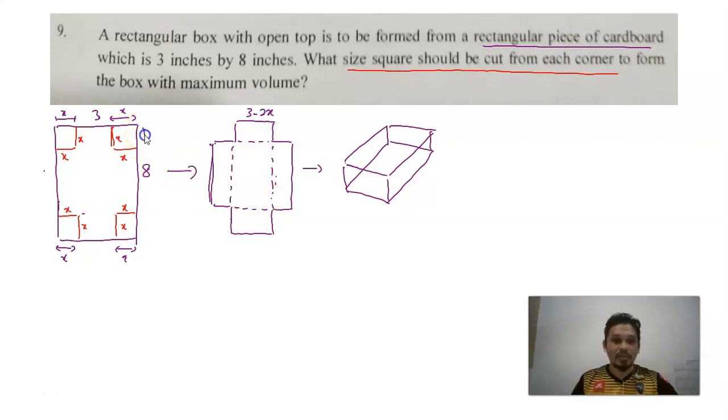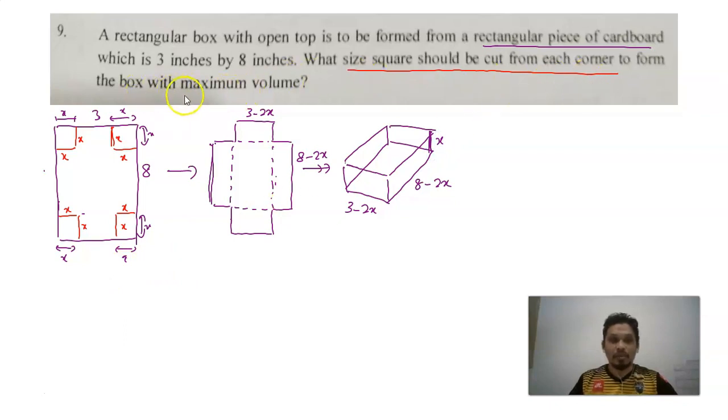And also here, we cut x here. We're going to cut x here. And also on this side here, so this one comes out with 8 minus 2x. So now, this is 8 minus 2x. This is 3 minus 2x. And this height, which is x. Okay.